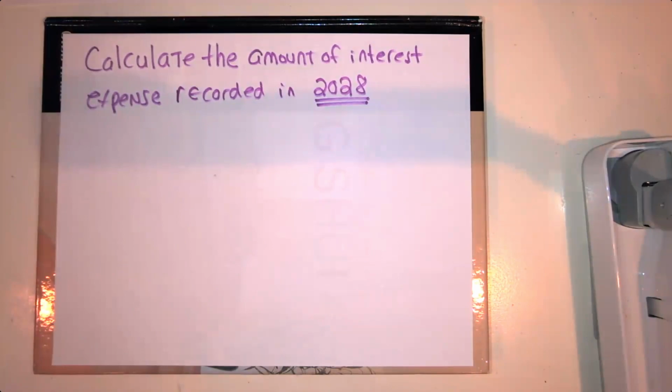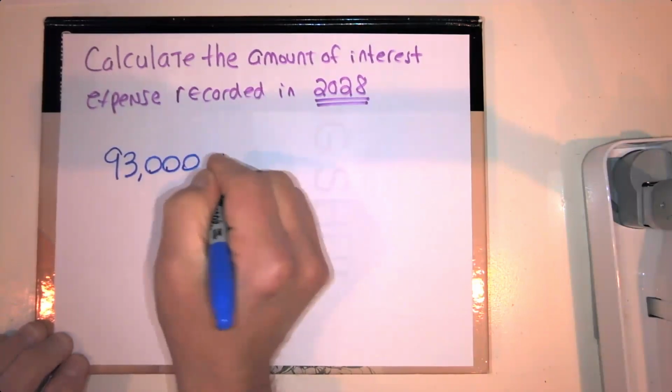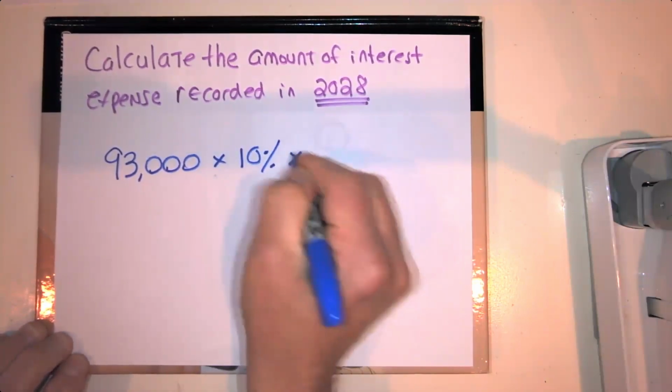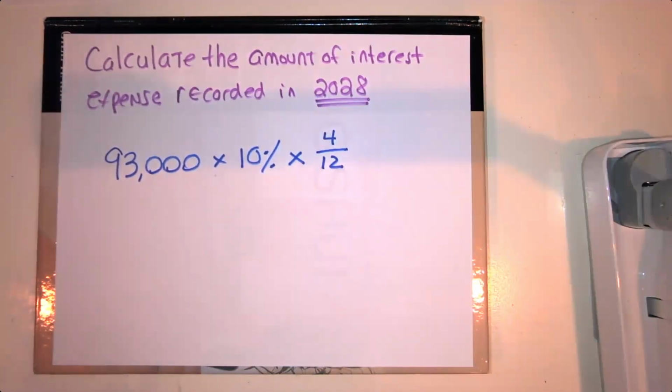Grant, are you able to give me the numbers to do that calculation? Yeah, so you'd still keep the 93,000 times the 10%. And then the fraction would be 4/12 because it's 9 months and we've already done 5. Great job. Good job, Grant. You can mute your microphone, but excellent work.